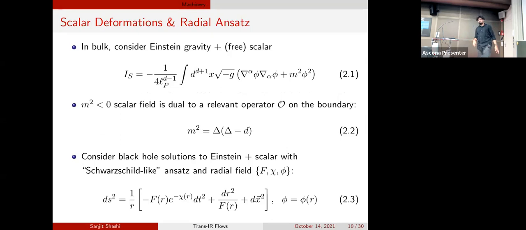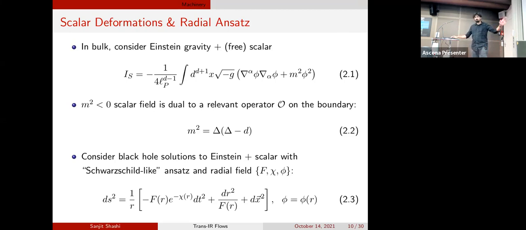Okay, so the particular class of flows we'll think about as just a simple example is a free scalar field in the bulk coupled to Einstein gravity. So if you want relevant deformations of the boundary, you need to consider scalar fields which have negative mass squared, just by the usual mass dimension relation of AdS/CFT. And we'll particularly focus on this Schwarzschild-like radial ansatz. It looks a lot like Schwarzschild, except there's a warp factor in g_tt. So we have these two radial functions, f and chi. We'll also consider our scalar field to be radial.